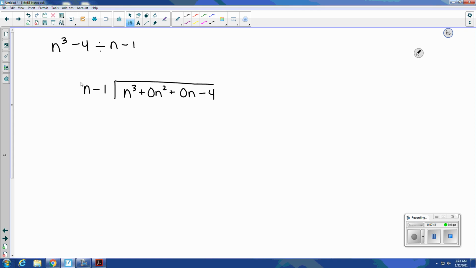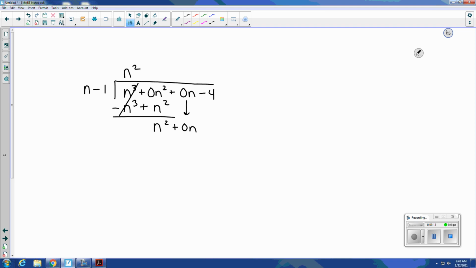We could have 1, we could have 2, we could have more than 2. But just be on the lookout for the need for placeholders, and you'll see why when we carry this out. Everything will line up nicely when we remember to do those placeholders. So first term on the inside divided by first term on the outside will tell us how many times n goes into n cubed, which is n squared. Multiply by the divisor, we get n cubed minus n squared. We're subtracting this whole thing, so a negative distributes through. We get minus plus, the signs change, these cancel. 0 plus 1 is 1 n squared, bring down the next term.